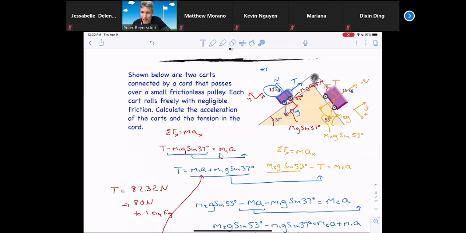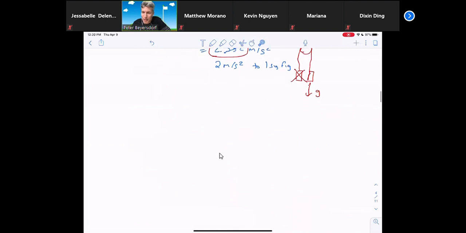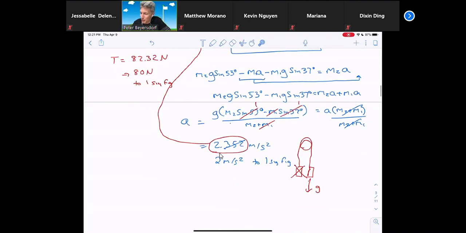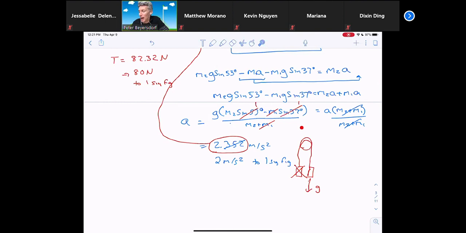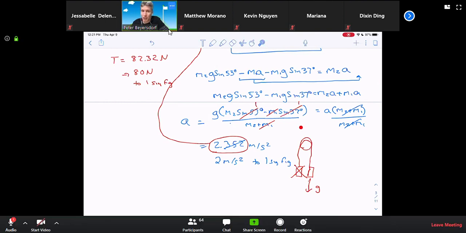Why did I cancel out m1 sine 53 and sine 37? So why did I cancel out these values that I crossed out in red? Those are still there. I'm not getting rid of them. What I'm doing is considering what this expression that I calculated would give me, not for the case that I was asked for in the problem, but for a case where I know what to expect. So that's a really powerful thing to do when you have a solution that you aren't sure is right or not.